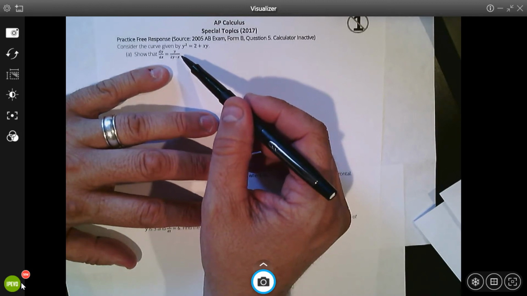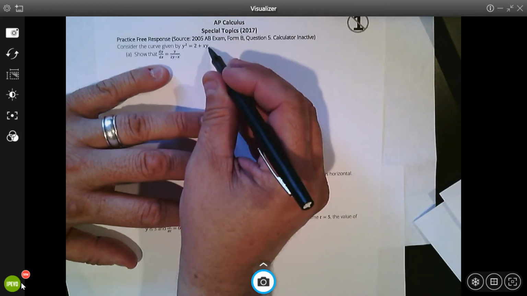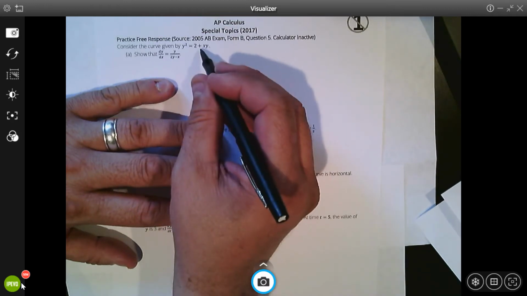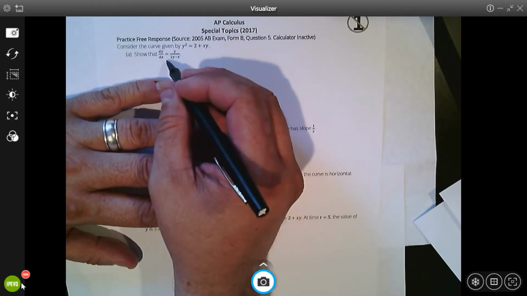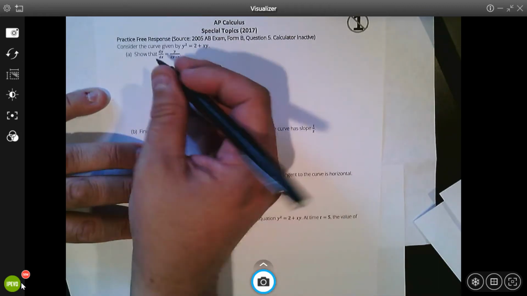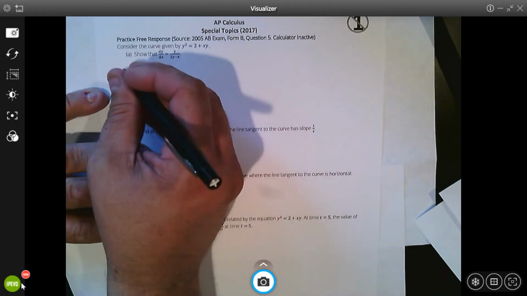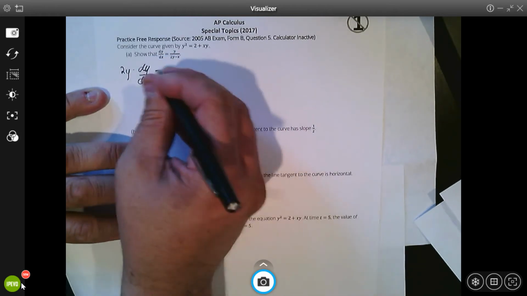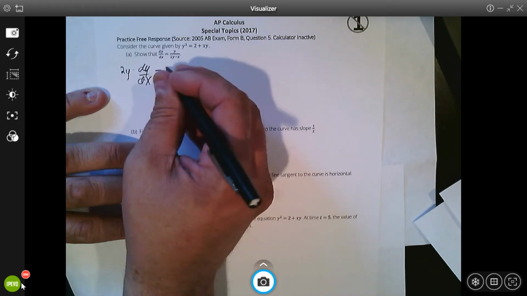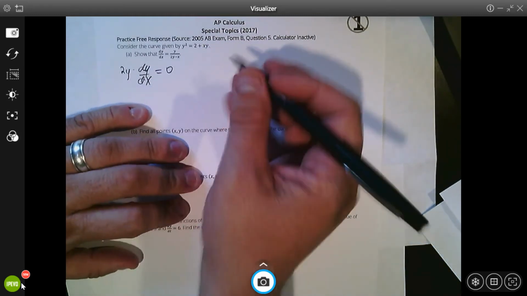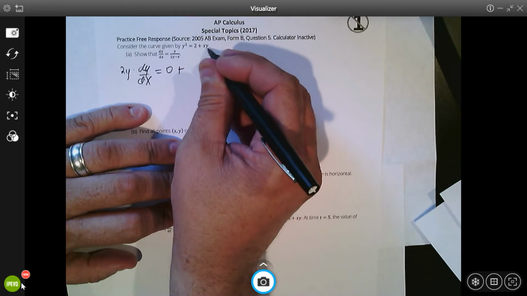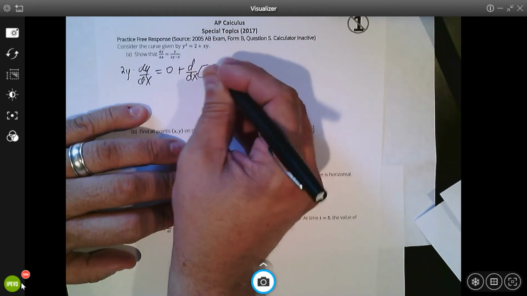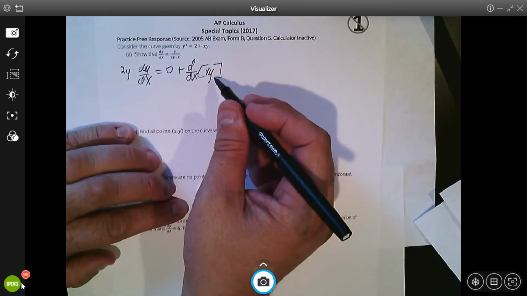Now, stop and think for a second. They gave you the curve and they gave you the derivative. All you have to do is find the derivative and show that it's actually equal to this expression over here. Well, let's do it. What's the derivative of y squared? 2y times dy/dx equals the derivative of 2, that's 0, plus the derivative of xy. I'm just going to write it as the derivative of xy.